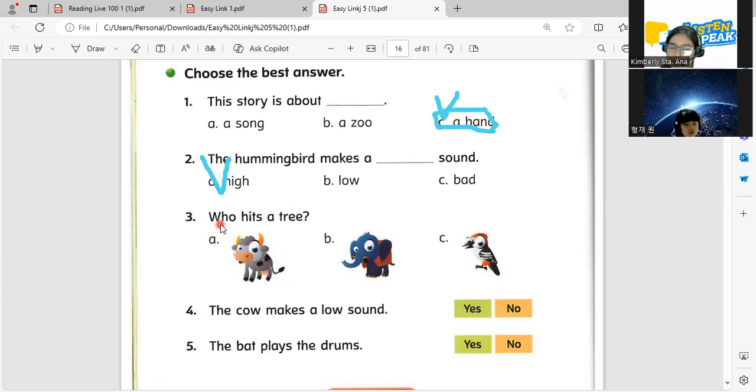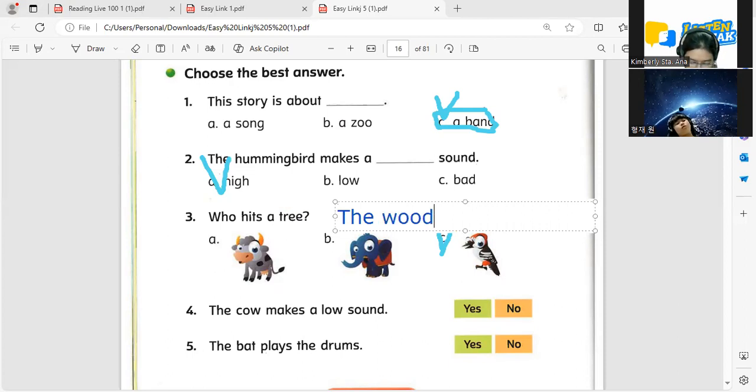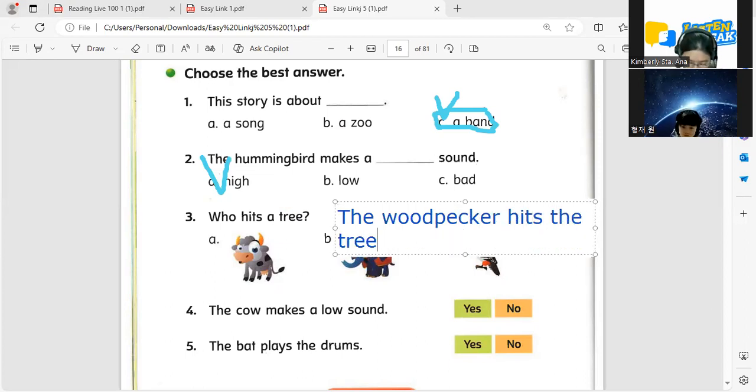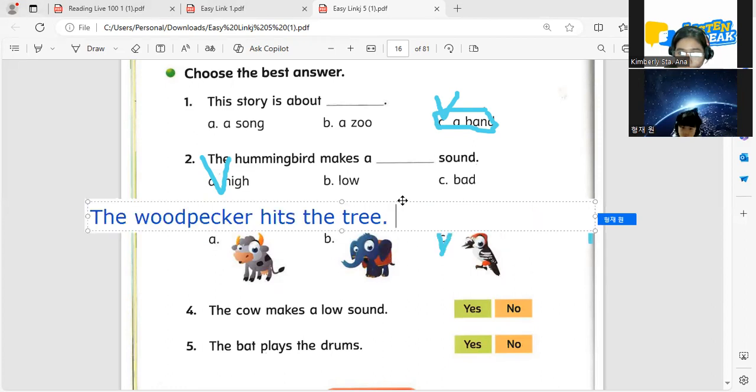Who hits a tree? What picker? Okay, how do you say that in a sentence? The woodpecker hits the tree. Okay, how about this one? Let's try the next one.